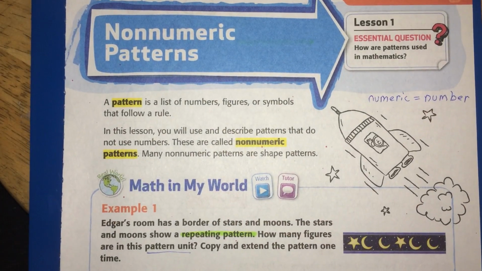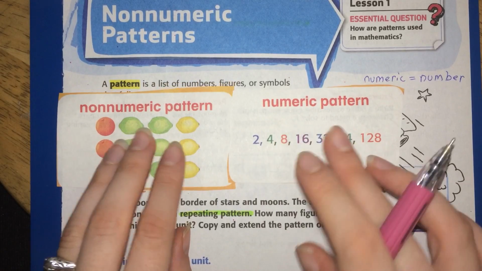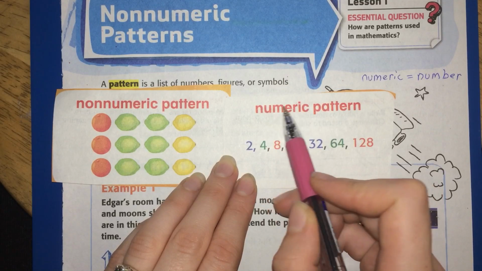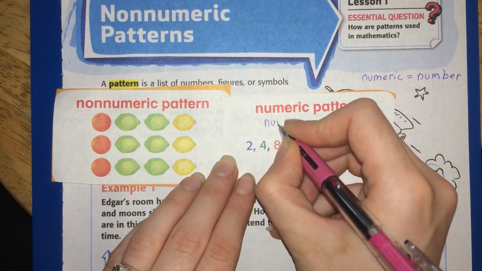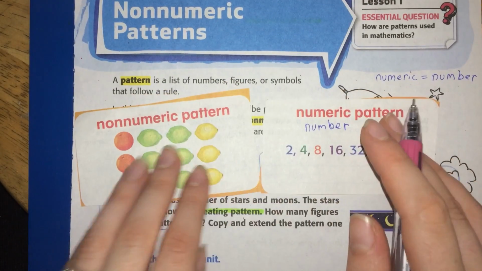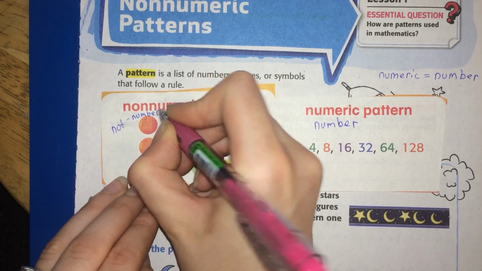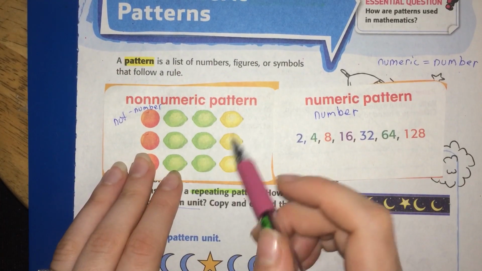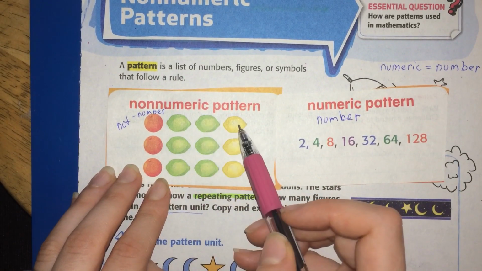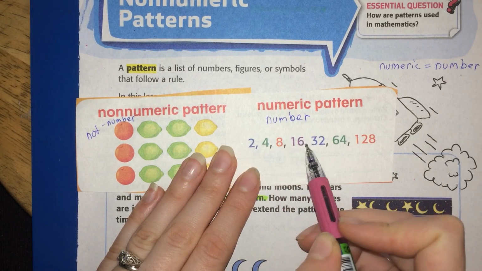Okay, so today in this lesson, we're going to be talking about patterns, non-numeric and numeric patterns. Numeric equals number, so you can think of this as a number pattern. And non-numeric means not number, so this is not a number pattern. It has pictures or figures or symbols. Okay, so you can see it's orange, lime, lime, lemon. Orange, lime, lime, lemon. Or here, 2, 4, 8, 16, 32.